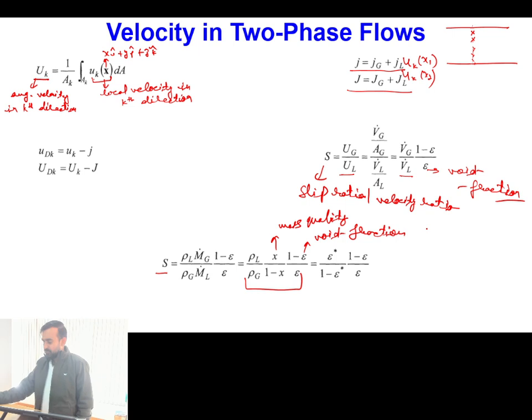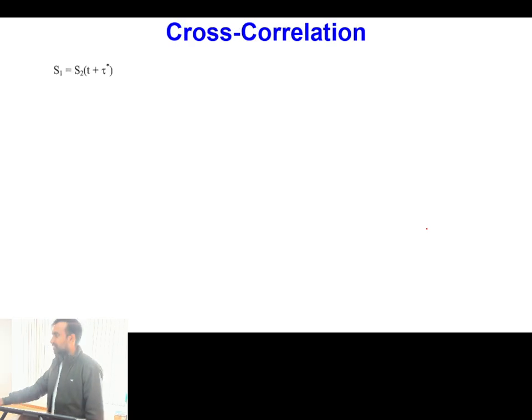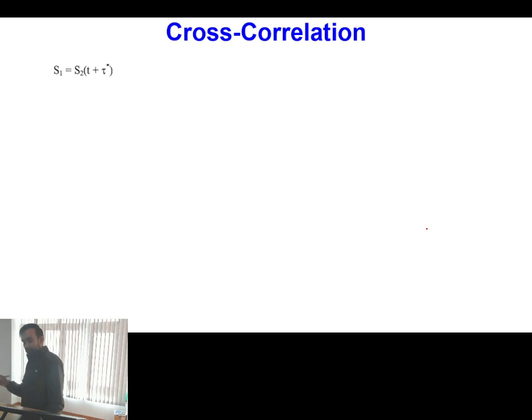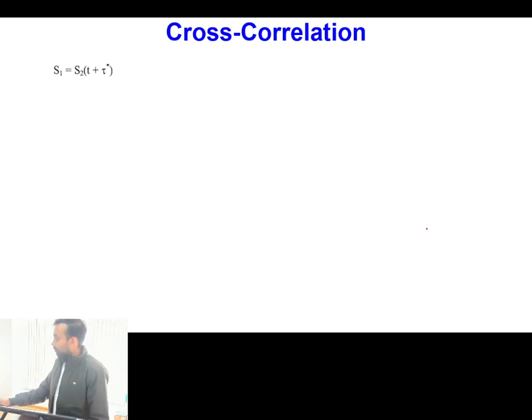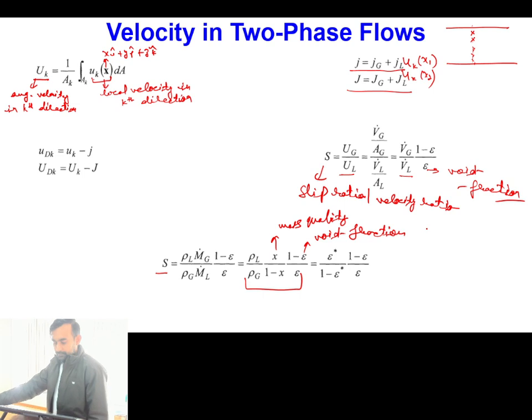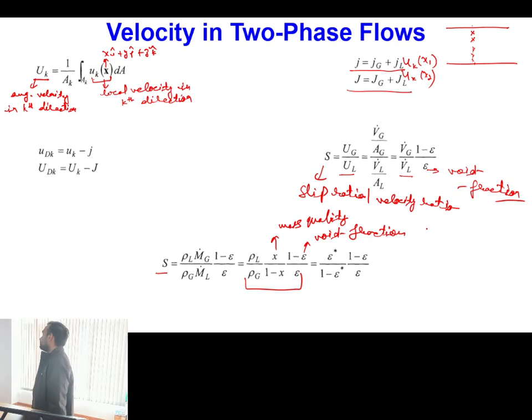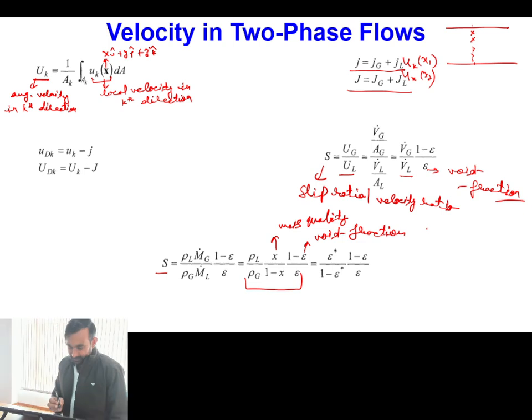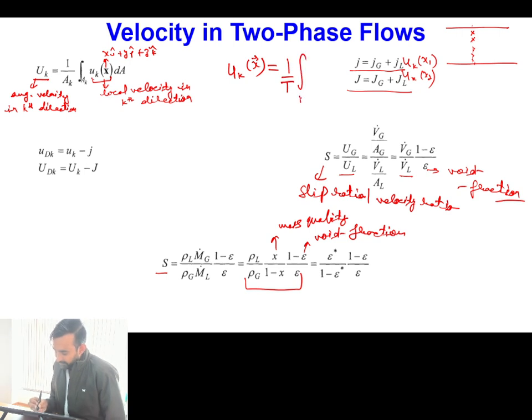So if we know this basic idea about these parameters, after that we can actually go for the measurement of velocity. Is the local velocity the same as the local instantaneous velocity you studied earlier, or are they different? If this local velocity u_k(x) is calculated by considering 1 by T integral over T of u_k(x,t) dt, then it is the local velocity, and u_k(x,t) is actually the local instantaneous velocity.